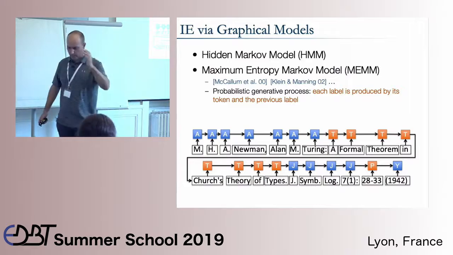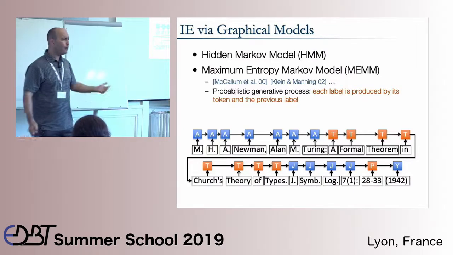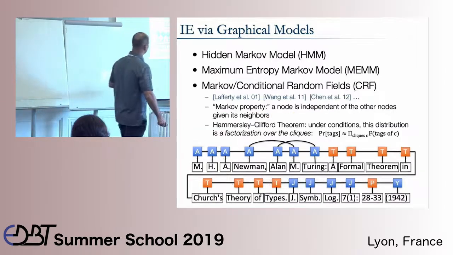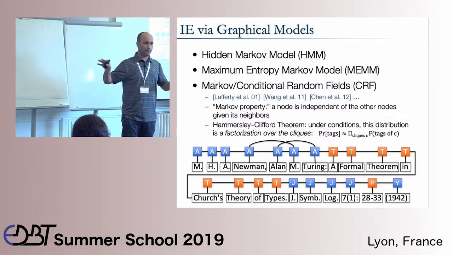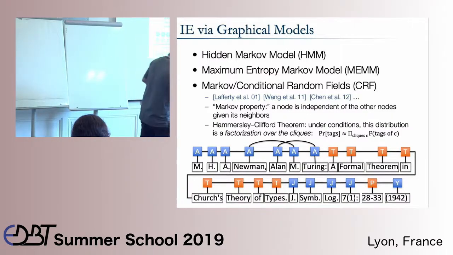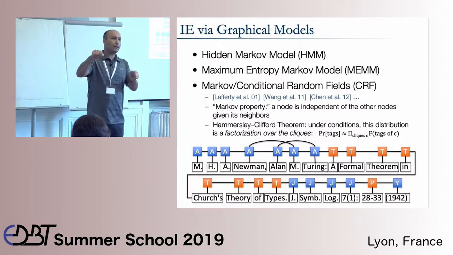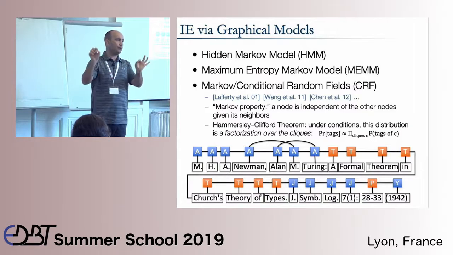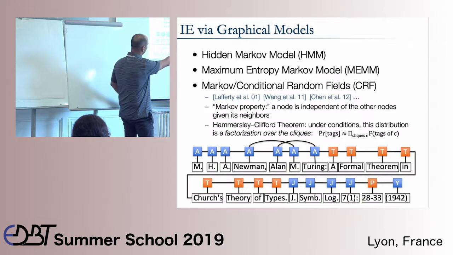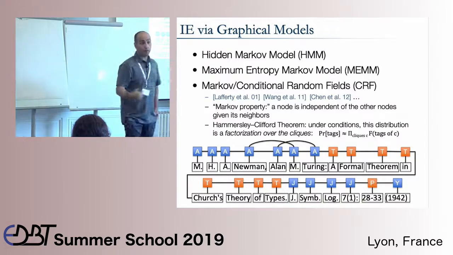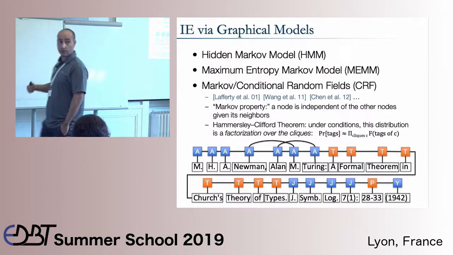And then you go one step further and say, okay, why do I need to commit to any direction of these edges? Let's just forget about the generative Bayesian probabilistic process, and let's just write an edge between every two states or tokens that we believe there is some correlation between.